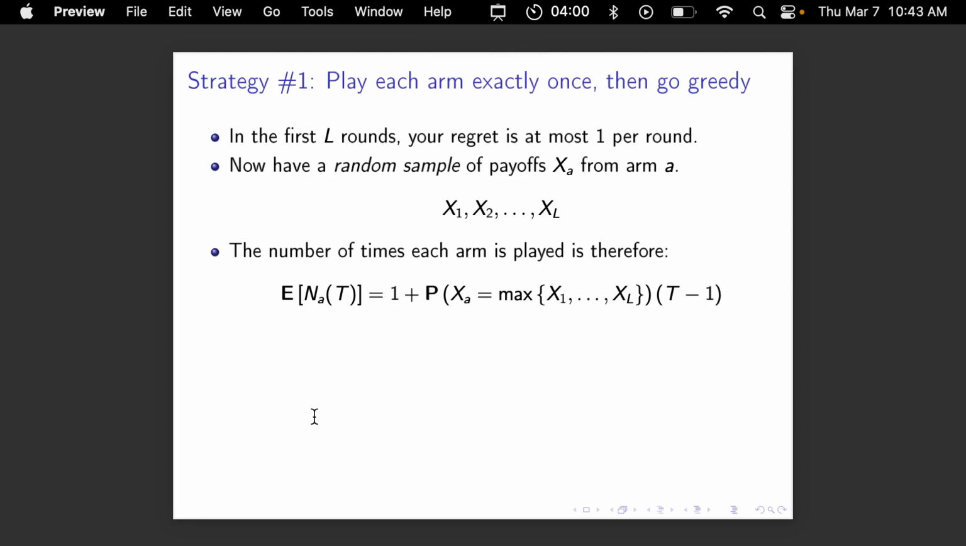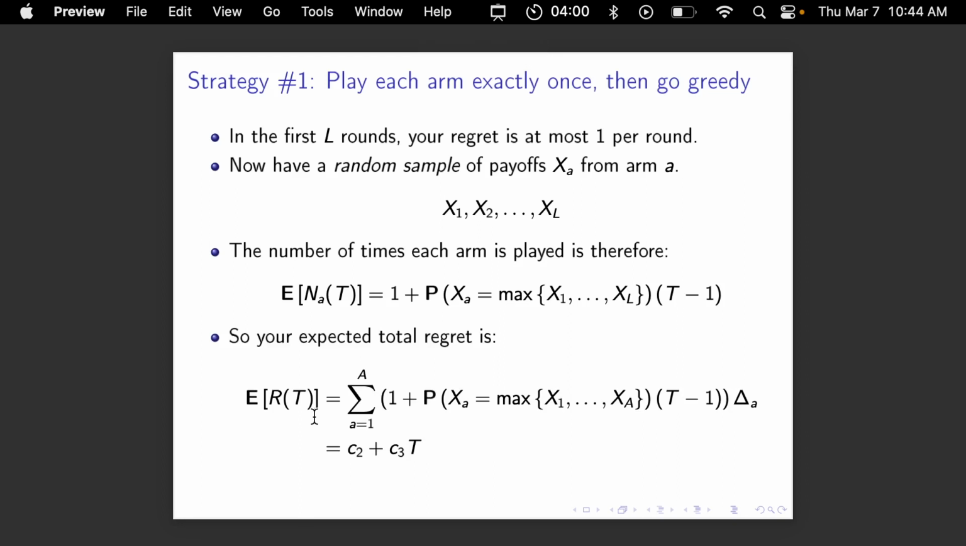So the number of times we play each arm is determined by the probability that the arm is the maximum out of these samples, right? So imagine you hit A, B, C, D. If it happens that option C is the best, what is the probability of that? Well, it's the probability that XC was the maximum of all the arms we saw. So the number of times you play each arm is 1 at the beginning plus T minus 1 times the probability that you chose that arm forever, that it was the best arm. Okay. And if you do the expected total regret, you will again get a linear function.